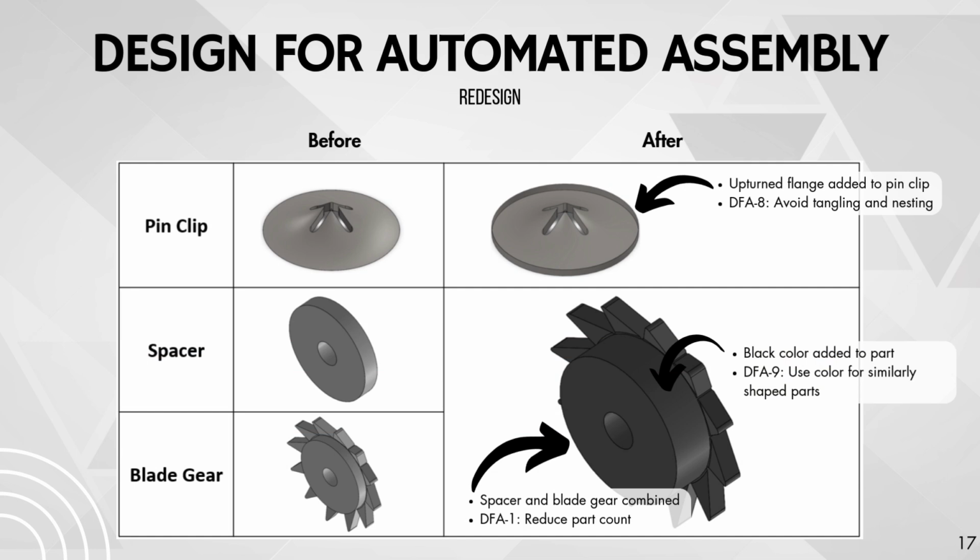For the pin clip, an upturned flange was added around the perimeter of the clip to prevent nesting and overlapping during feeding, supporting DFA Guideline 8. The blade gear and spacer were combined into one component, eliminating the spacer altogether, which supports the part consolidation DFA Guideline 1. Since consolidating the spacer and blade gear creates two unique gears that are very similar in size and shape, the combined gear and spacer is colored black using a chemical coloring process supporting DFA Guideline 9.